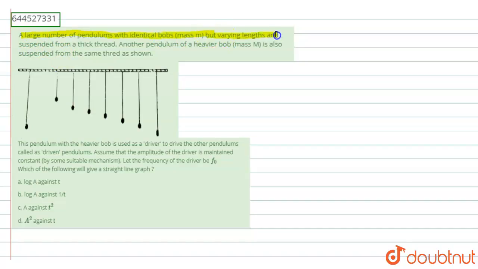Hi, the question is: a large number of pendulums with identical bobs of mass m but varying lengths are suspended from a thick thread. Another pendulum with a heavier bob of mass M is also suspended from the same thread as shown in the figure. This pendulum with a heavier bob is used as a driver to drive the other pendulums, called driven pendulums. Assume that the amplitude of the driver is maintained constant.